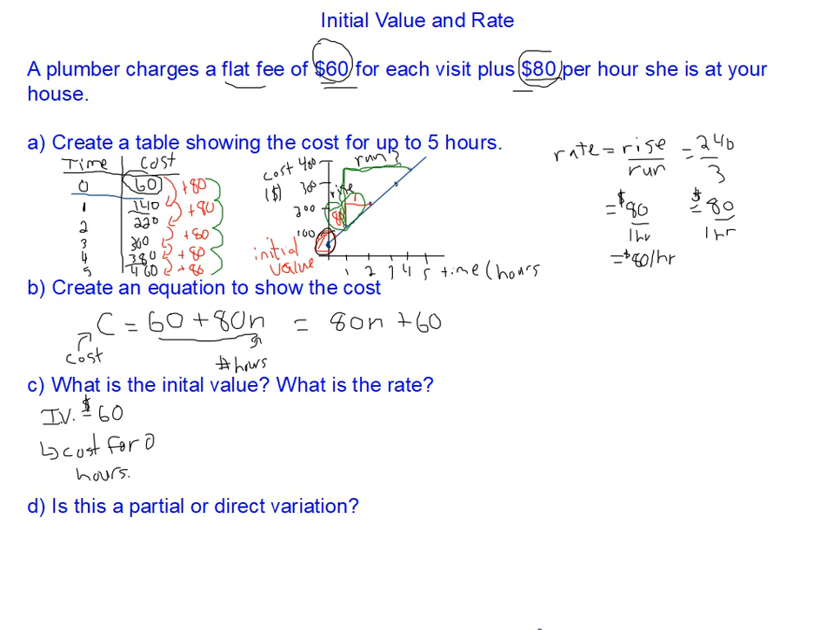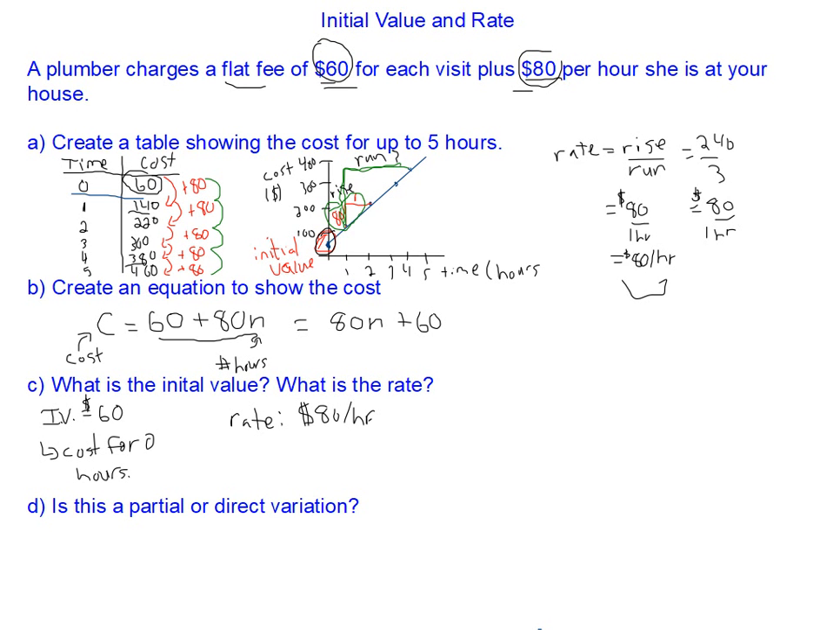And then what is the rate? Well, we've already found the rate right over here, $80 per hour. Again, it was given in the question as well. As you get good at these, you can kind of just read the question and pick out some of these values. $80 per hour.